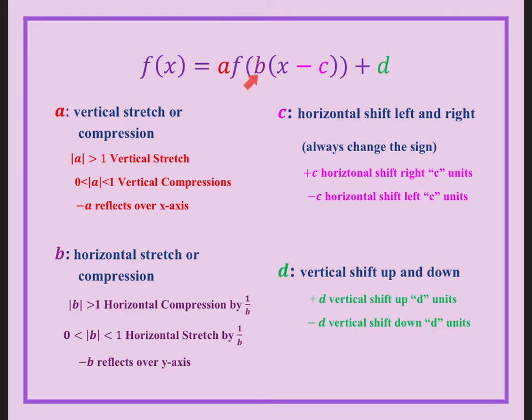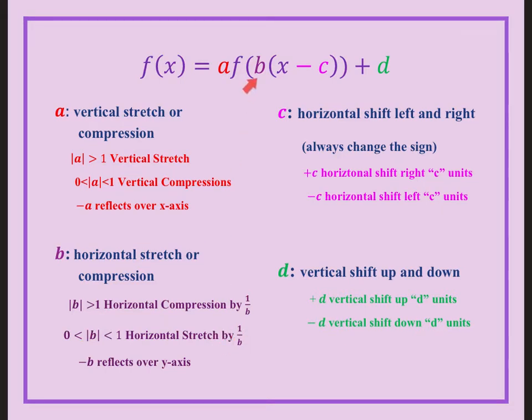Now B. B will be in front of your x, inside your parentheses. Okay? And so B is going to be horizontal. If you have a number inside of your parentheses in front of your x, it'll always be horizontal stretch or compression. If you see the number is greater than 1, then it's a horizontal compression by the reciprocal. This right here is the most important. If you see parentheses 5x, that's going to be a horizontal compression by 1 over 5. Now, what if you saw that B was 1/5? Well, then it's a horizontal stretch by 5 because you take the reciprocal.